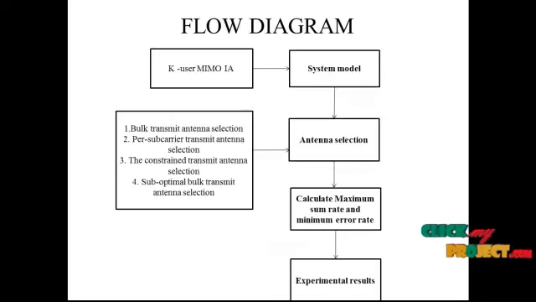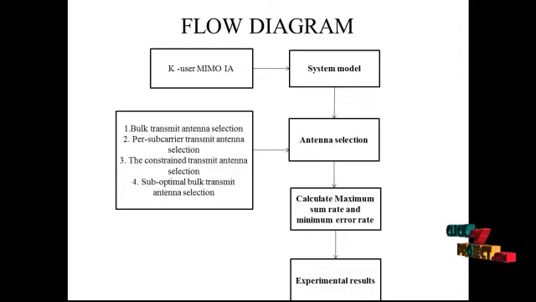The project flow diagram is to measure the bulk transmit antenna to select, to send the information from transmitter to receiver. So initially we are creating a system model. In that system model for MIMO-IA, it means multiple input and multiple output interference alignment with K users. K represents the number of users, it means n number of users. So we are going to align the users and then transmit the antenna.